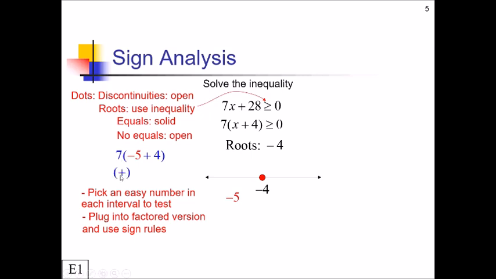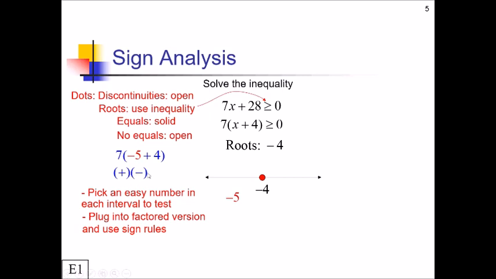7 is a positive, and that's always going to be positive. But -5 plus 4, that comes out to a negative. Now, notice that I don't really care what specifically this comes out to. I'm just looking at the sign. So that's going to make this go a little bit faster.